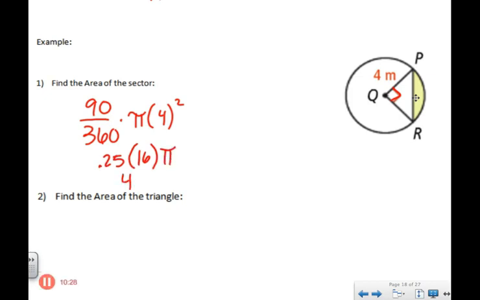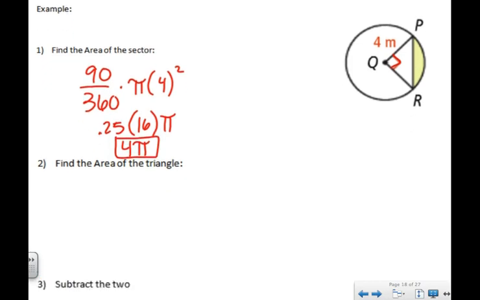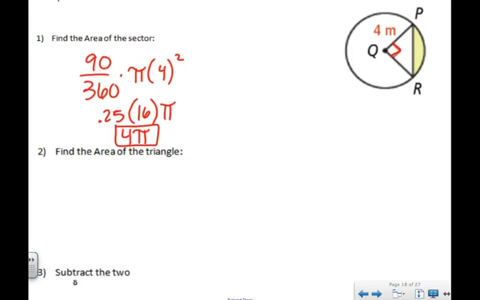So I would get 4 pi. I'm going to leave pi out of the answer. So 4 pi is the area of the whole thing. Now I need to find the area of the triangle. So what I'm going to do, I'm actually going to redraw this triangle right side up.